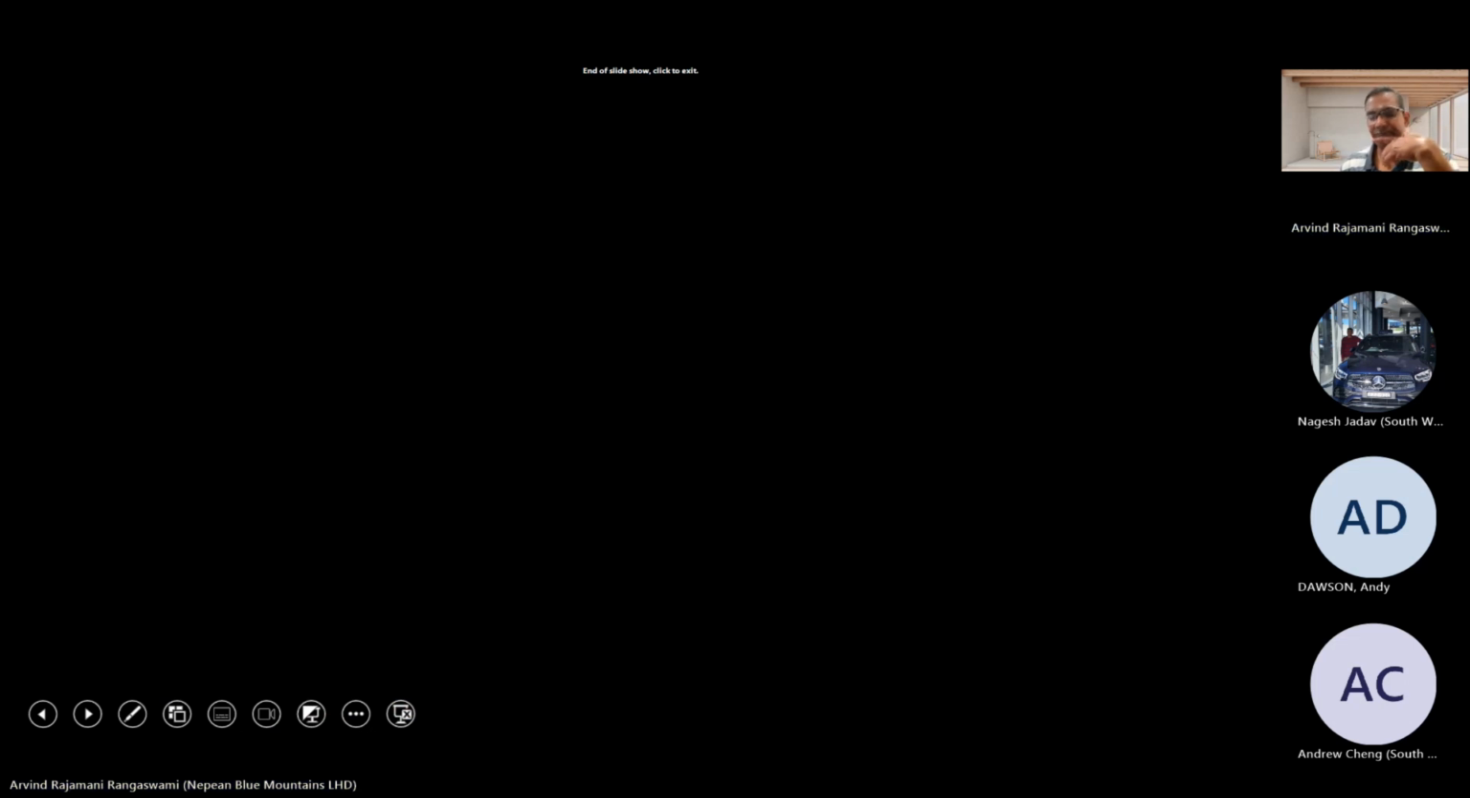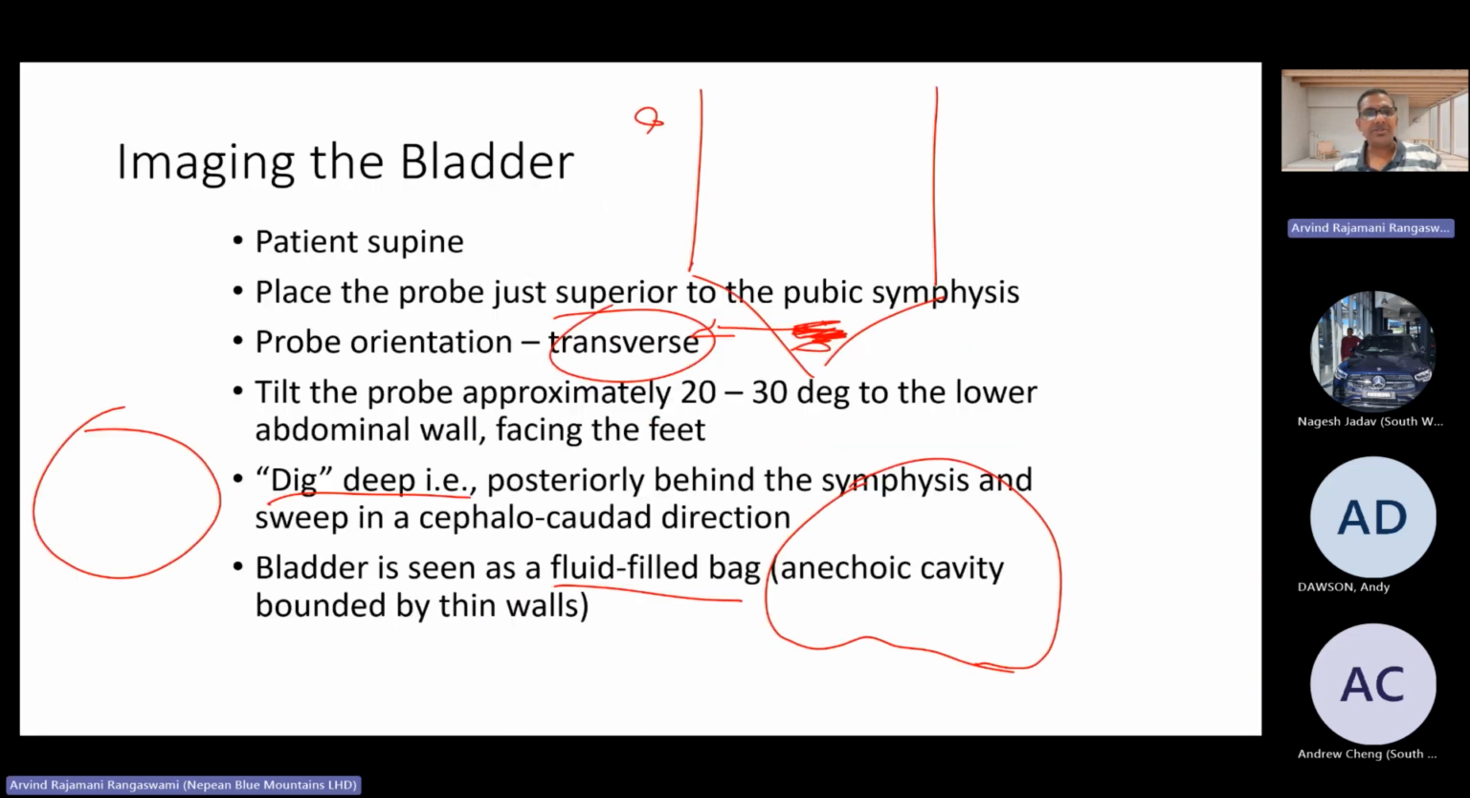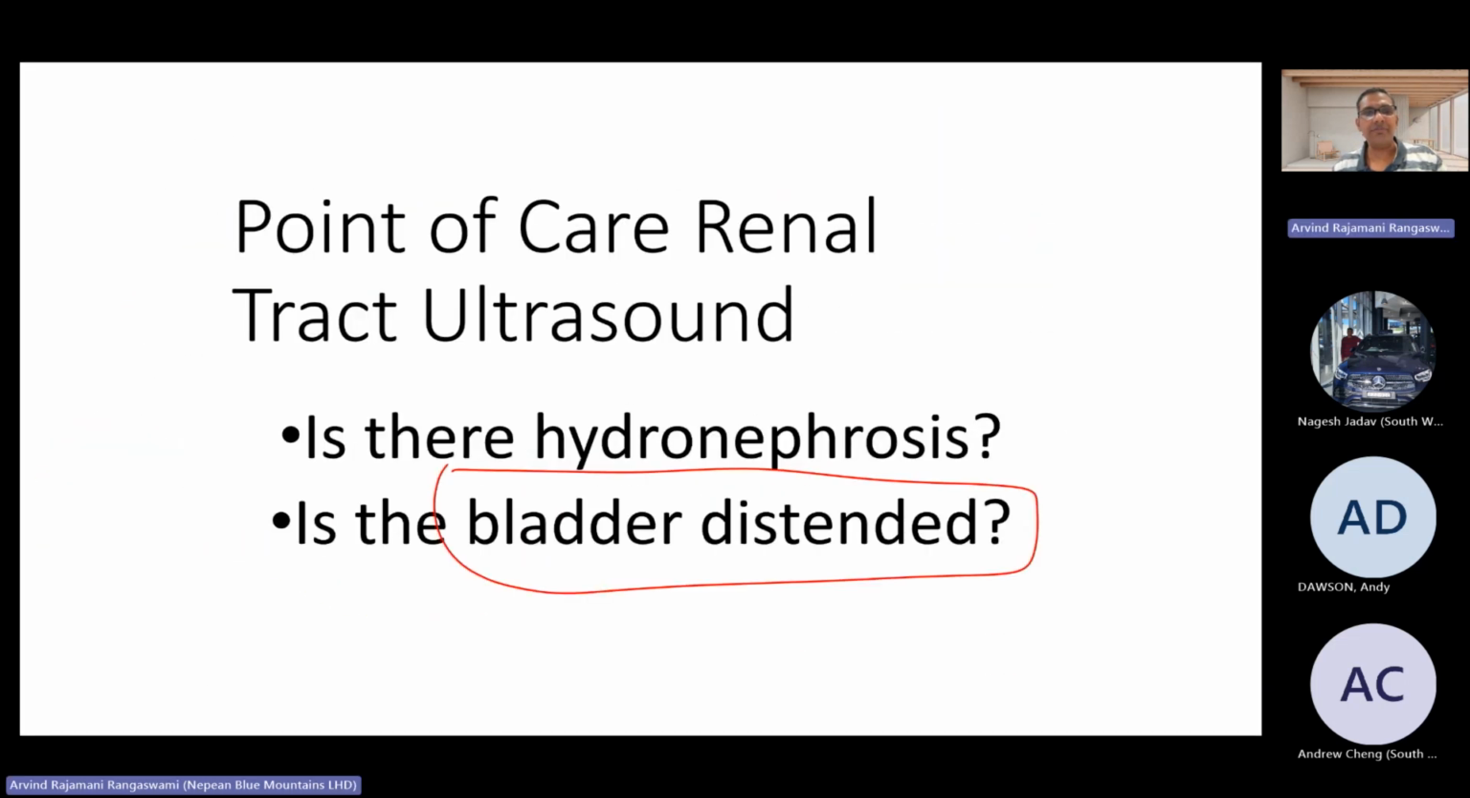It's beautiful. Okay. So just going back to what you're looking for: signs of hydronephrosis, which is this, and urinary bladder distension. If you have a huge distended bladder and you can estimate the volume, then it means that the patient requires that to be decompressed, either by a urinary catheter or by an SPC or whatever.